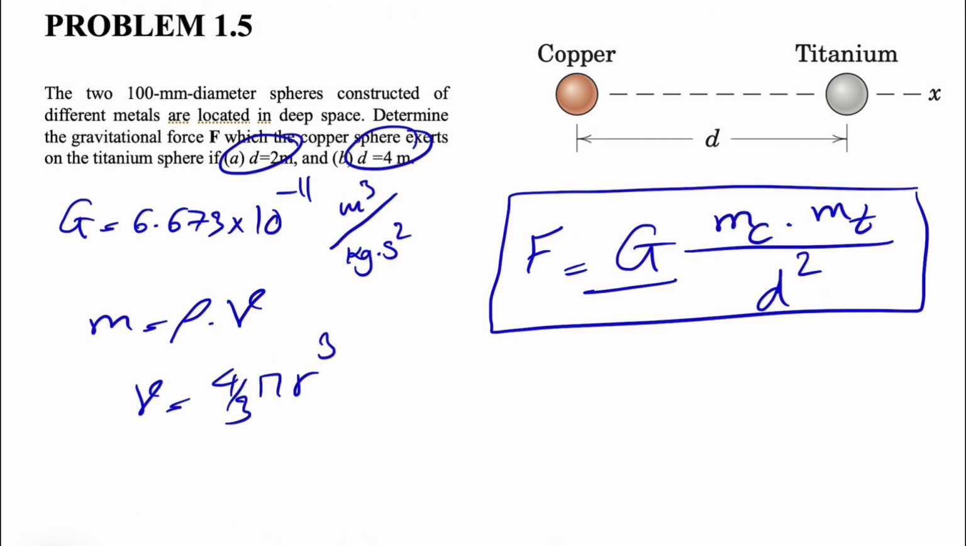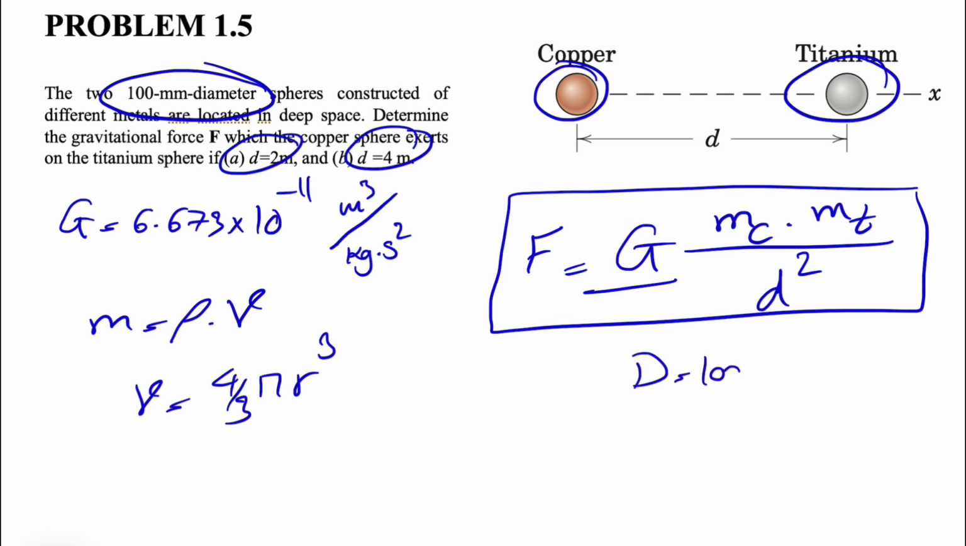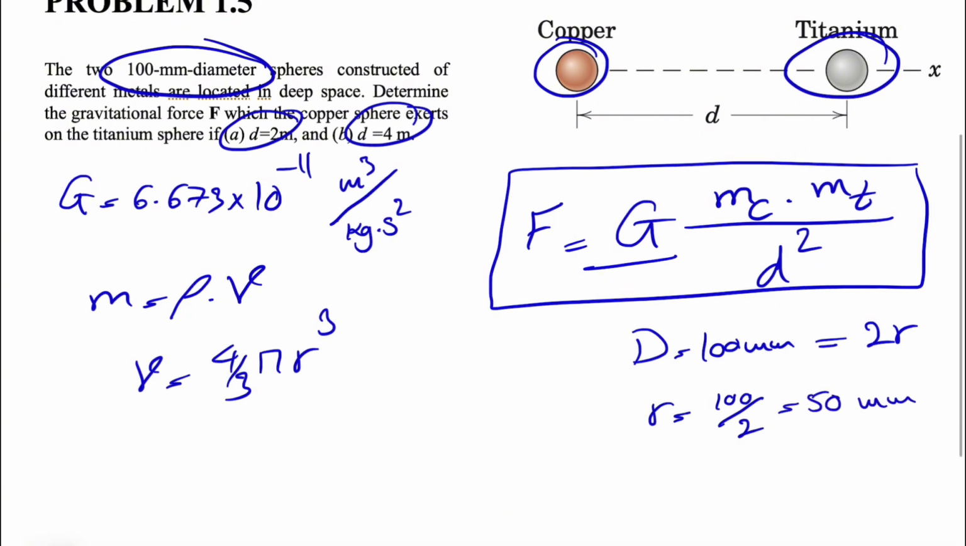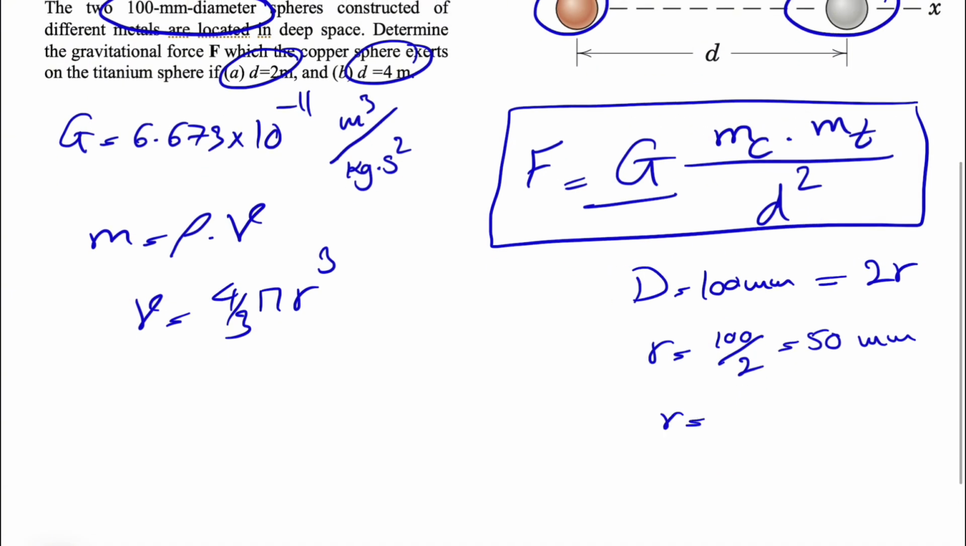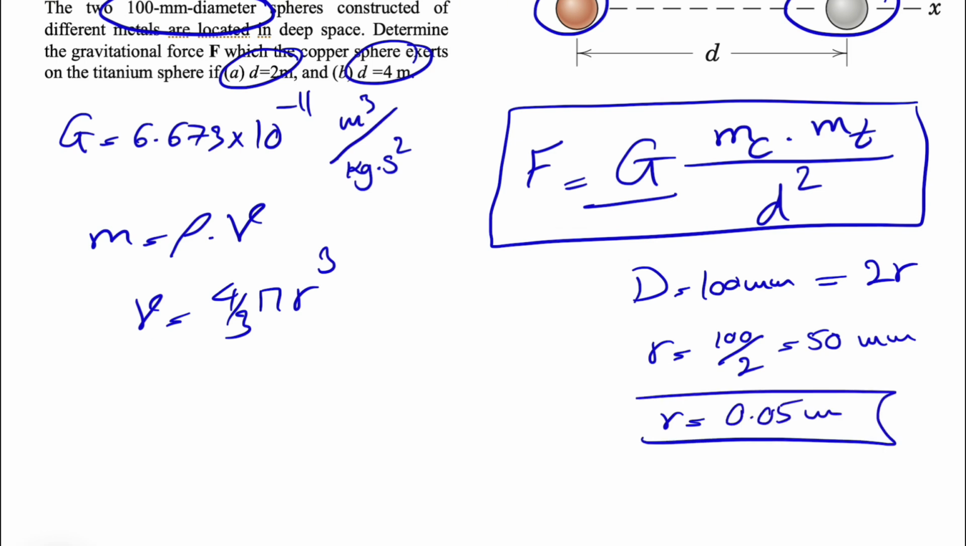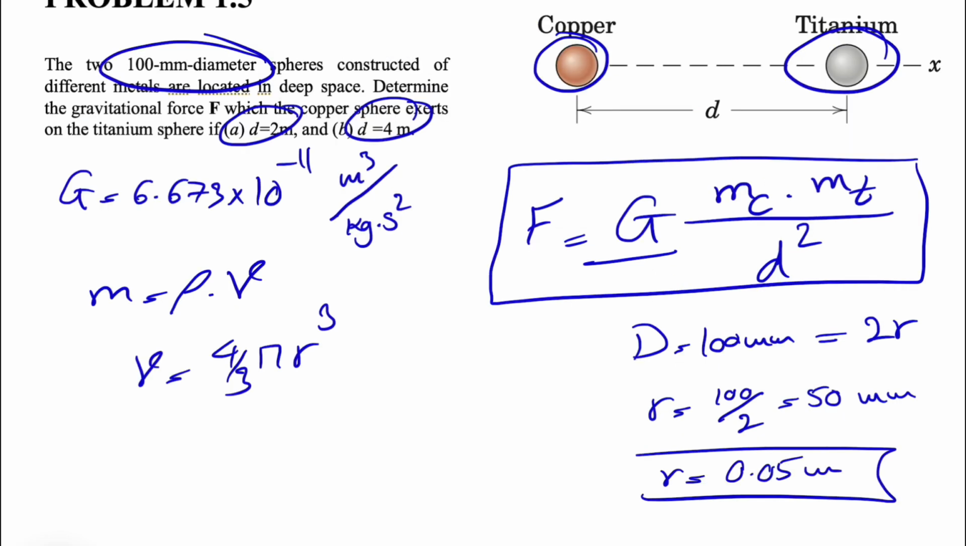From the question, if we want to find the radius, first of all, we know that each of these spheres has the same diameter, which is 100 millimeters. So the diameter is 100 millimeter, and we know this is equal to 2 times r. Here we can find the radius, which is 100 divided by 2, or 50 millimeter, or if we want to write it in meters, we divide by 1000, 0.05 meter. That's our radius.